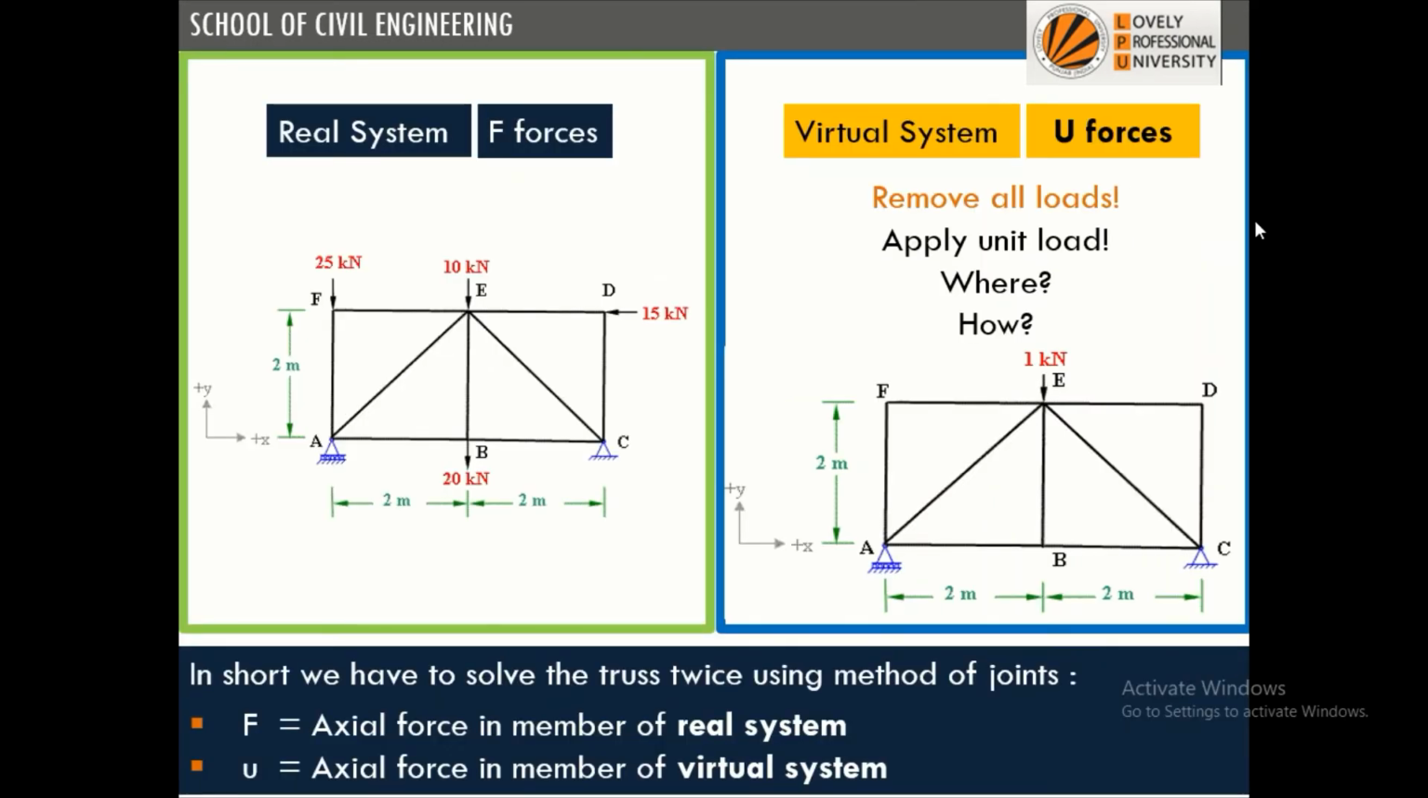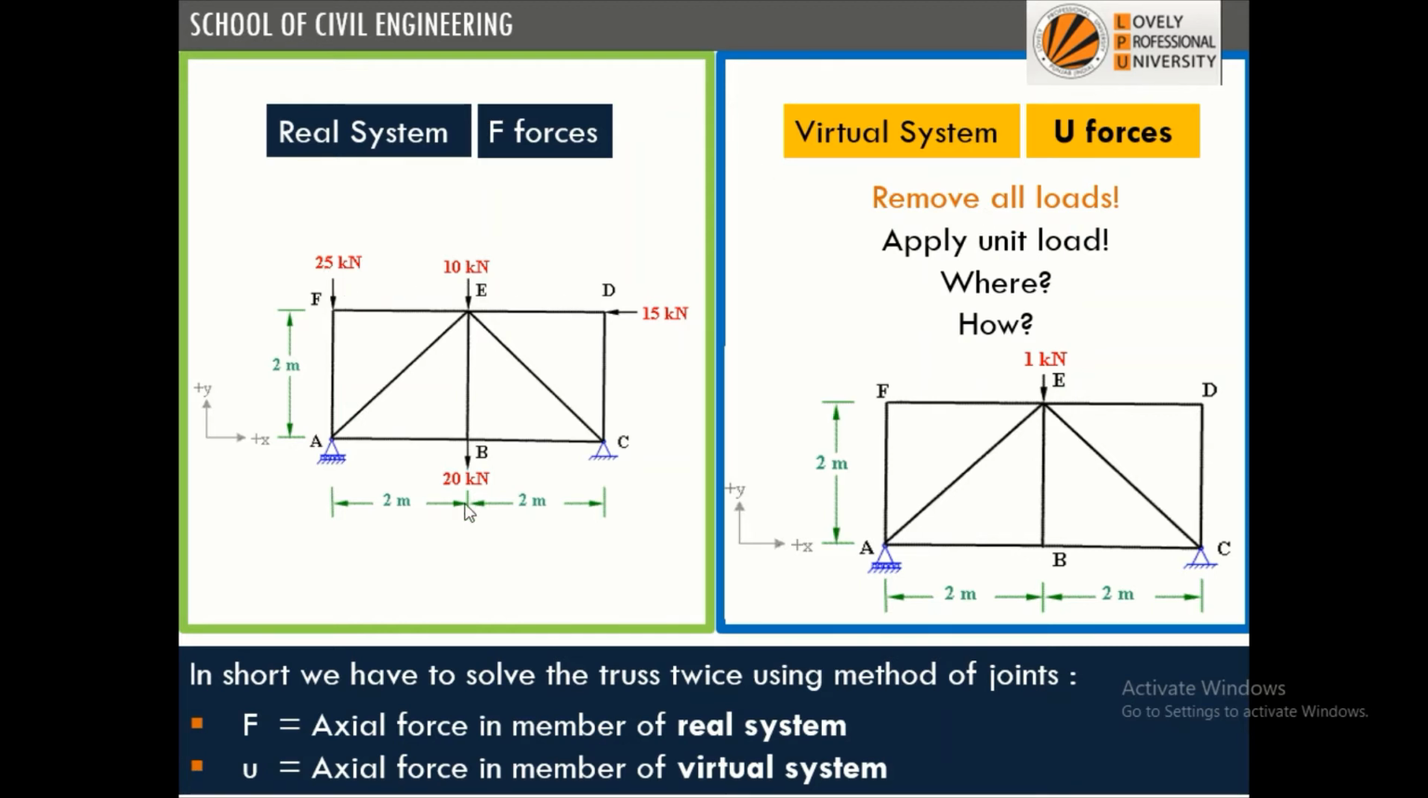So in the unit load method, we have to use two systems. First one is the real system for calculating F forces, and then we have to convert this real system into a virtual system for calculating U forces. How do we do that? We simply remove all the forces.